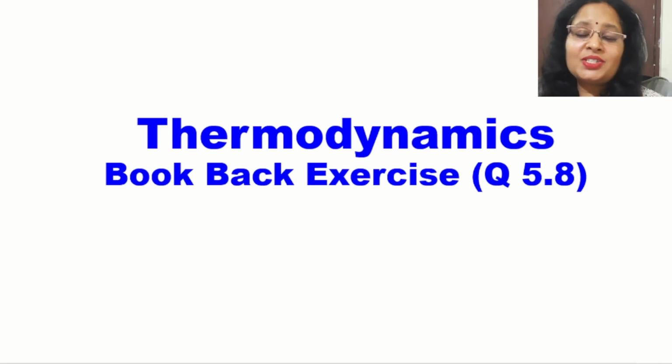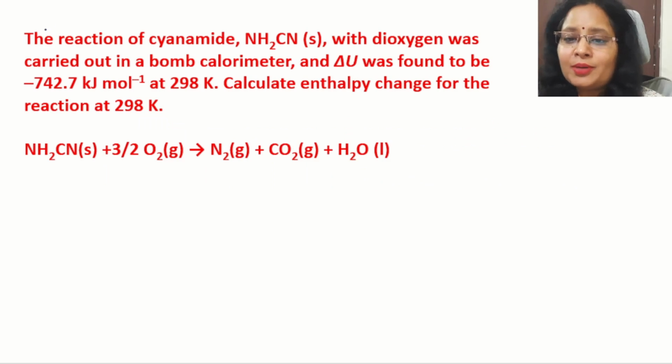Friends, today's video is question number 5.8 from the book back exercise from NCERT textbook class 11 Chemistry, and the chapter name is Thermodynamics. So let's see question number 5.8 from Thermodynamics. The reaction of cyanamide NH2CN with dioxygen was carried out in the bomb calorimeter and delta U was found to be minus 742.7 kilojoule per mole at 298 Kelvin. Calculate enthalpy change for the reaction at 298 Kelvin.